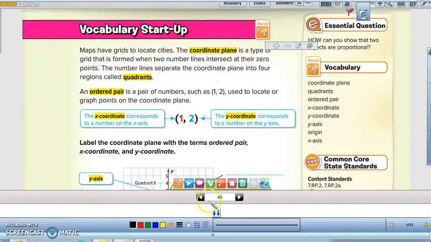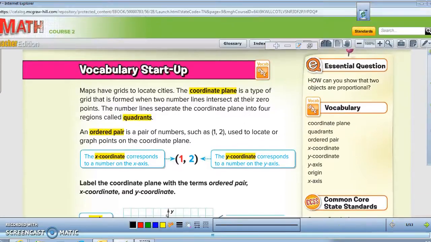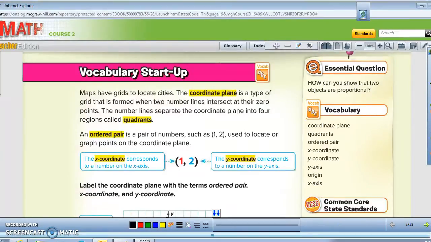Okay, so today we are on page 45, so go ahead and, if you haven't already, turn to page 45 in your book. And today's topic is about determining if a graph is proportional or non-proportional. So you just took the test yesterday on tables, and today we're moving on to graphs.